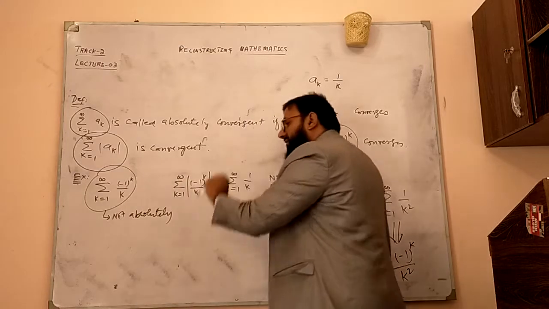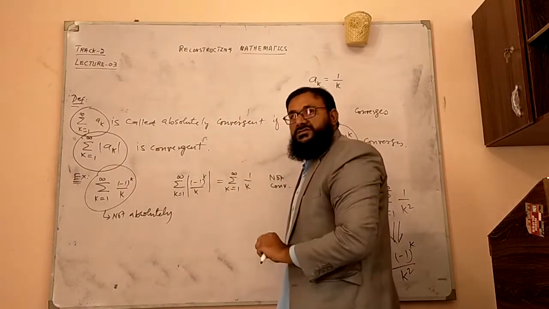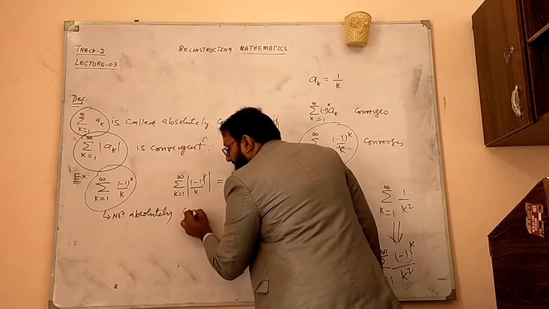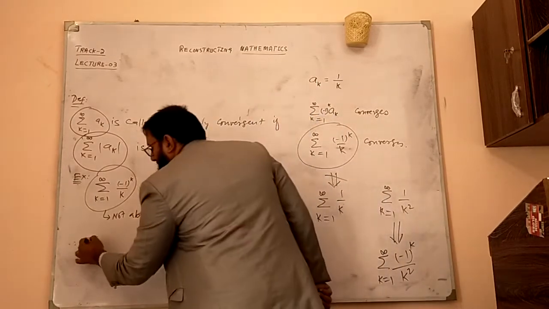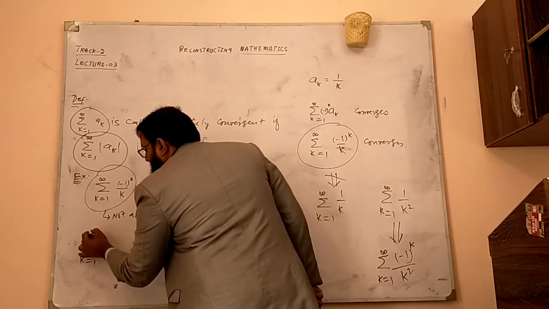This is convergent, we know very well. But this is not absolutely convergent. That's the idea. This is convergent, but not absolutely convergent. How about this?